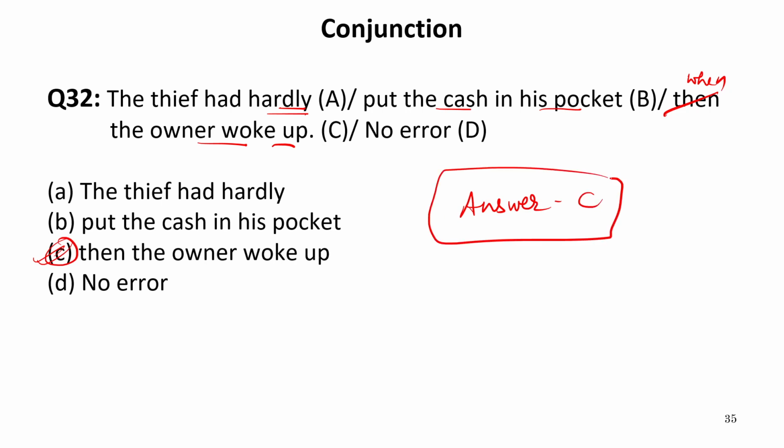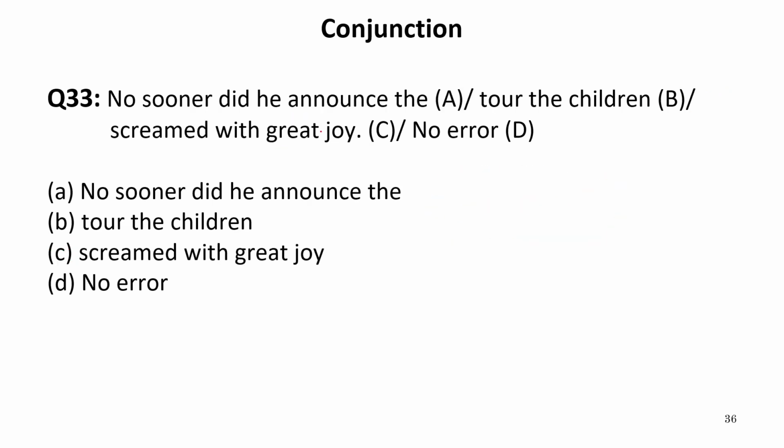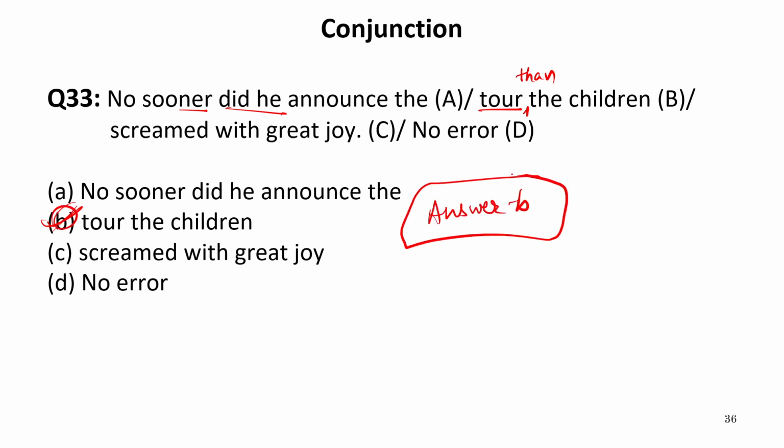Now let us move to the next one. No sooner did he announce the tour, the children screamed with joy. Now no sooner is always followed by the rule of inversion, which has been used. But after no sooner, we always use then to make the pair with it. So no sooner did he announce the tour, till here one clause is completed. Now we have to use then. Then the children screamed with joy. Therefore, the error is in part B. So our answer is B. So these are some sentences that we have done.